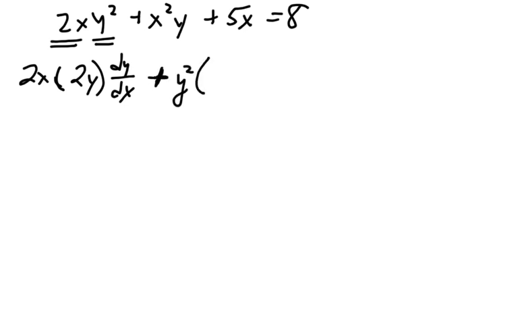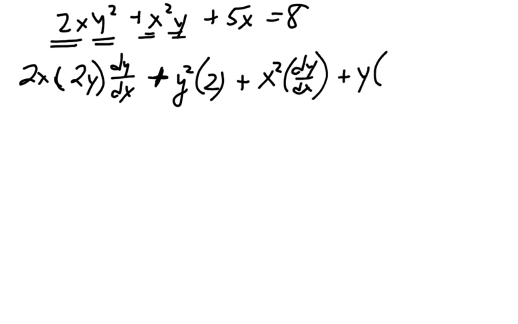y squared, times derivative of the first function, 2, plus, again, another product rule, first function x squared, derivative of the second function, dy dx, plus second function y, times the derivative of the first, 2x, plus the derivative of 5x would be 5, and the derivative of 8 would be 0. So I'm going to simplify this.